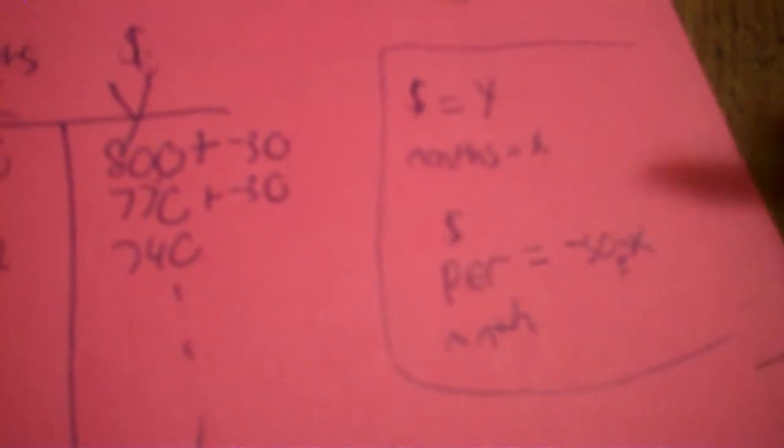Where did Y start at? What's the first number we put there? 800. Then what's the number I kept adding? I kept adding negative 30. So negative 30 times X, because every time the months went up by 1, I added another negative 30. So the equation, we have 800 plus negative 30 times X equals Y.